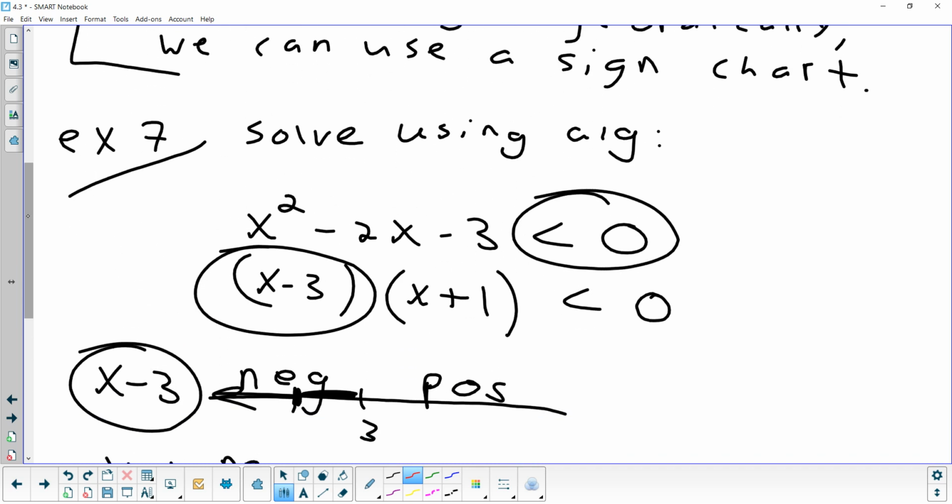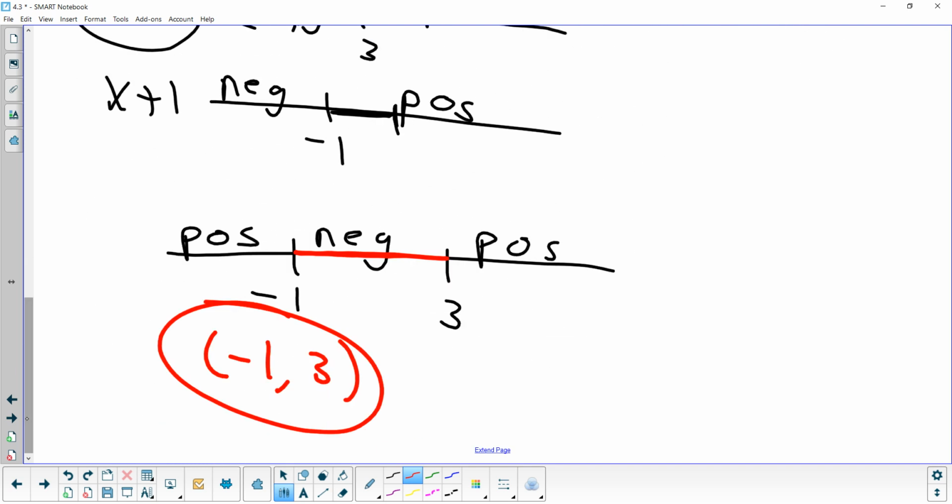If they had given me that, and they put an equal to, what would these parentheses change to? Yep, they'd be brackets instead. So this is an open interval because we are strictly less than 0, not less than or equal. Right? And that's how you can solve a relatively simple inequality as long as it's factorable.